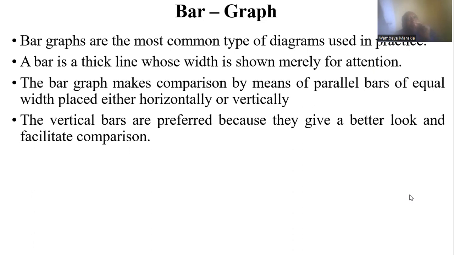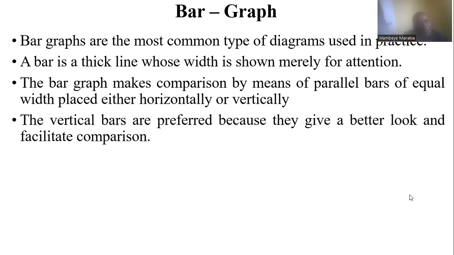So you can have a bar with a light line or width. Others you can have them with a very wide width. This is just for attention. The bar graph makes comparison by means of parallel bars of equal width placed either horizontally or vertically. The vertical bars are preferred because they give a better look and facilitate comparison.